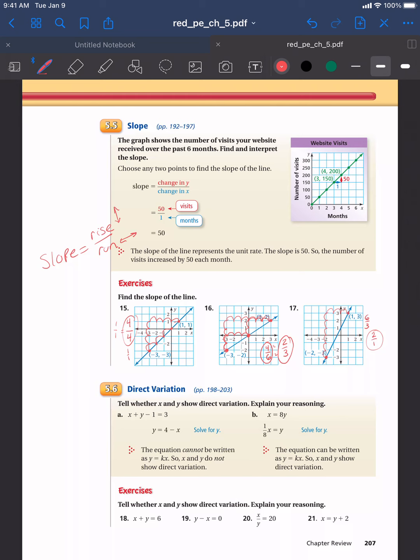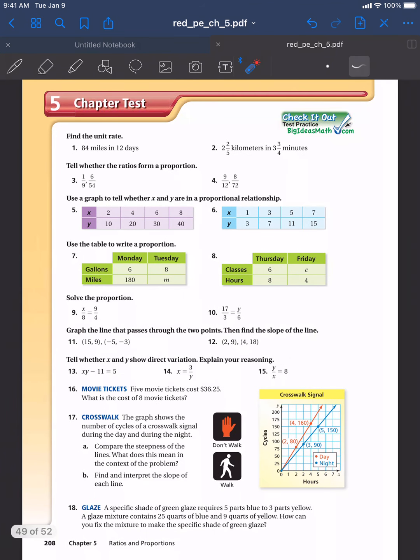All right, like I said, chapter 5.6, we skipped. So now I'm looking at your chapter test. This is on page 208. This isn't your actual test, but this is very, very similar.